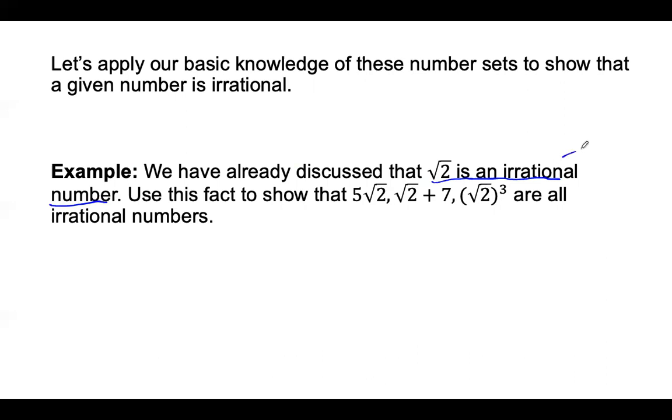Like this is a fact. I use this fact to show that 5 times the square root of 2, and the rest of these, are also irrational numbers. So we want to show this as irrational.